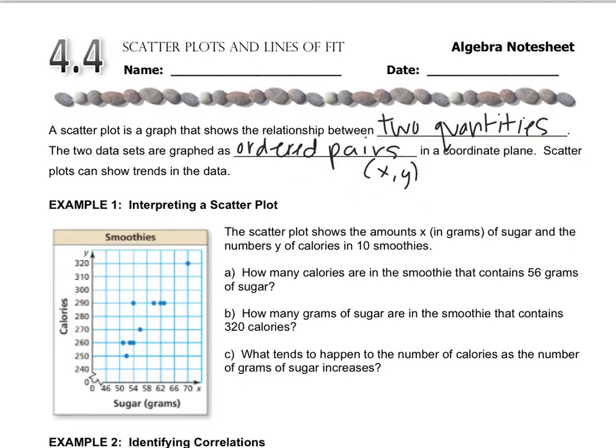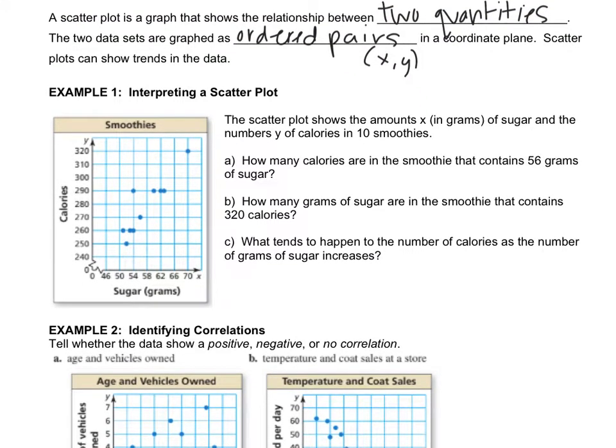So first, let's just introduce the idea of a scatterplot. The scatterplot shows the amount of grams of sugar and the number of calories in 10 smoothies. So these dots represent 10 different smoothies, and someone measured how much sugar and how many calories are in each smoothie, and they plotted them. So how many calories are in a smoothie that contains 56 grams of sugar? So you go to 56 grams, you just bring it up to find a dot, and that would be 270 calories. You can also go the other way.